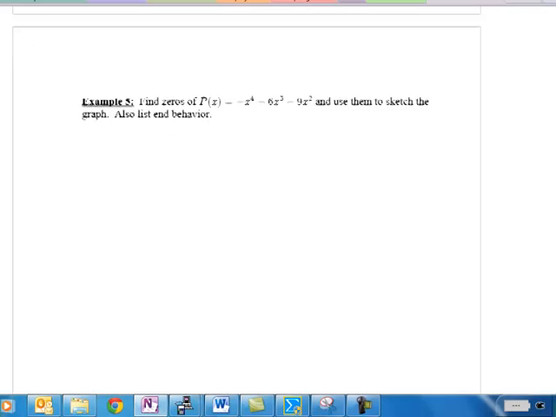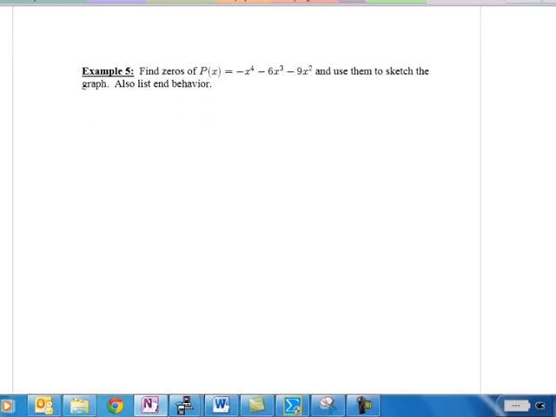So now we're going to look at a polynomial that's not a quadratic, so it's not a parabola graph, and use the end behavior and the zeros to sketch the graph. So again, the factored form is key. So we want to start with that. So p of x is -x to the 4th minus 6x cubed minus 9x squared. Always look for a greatest common factor first, which in this case would be, we could take out a -x squared.